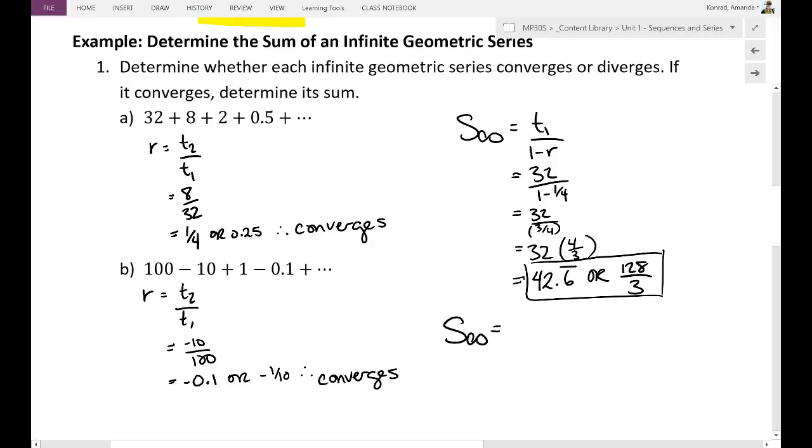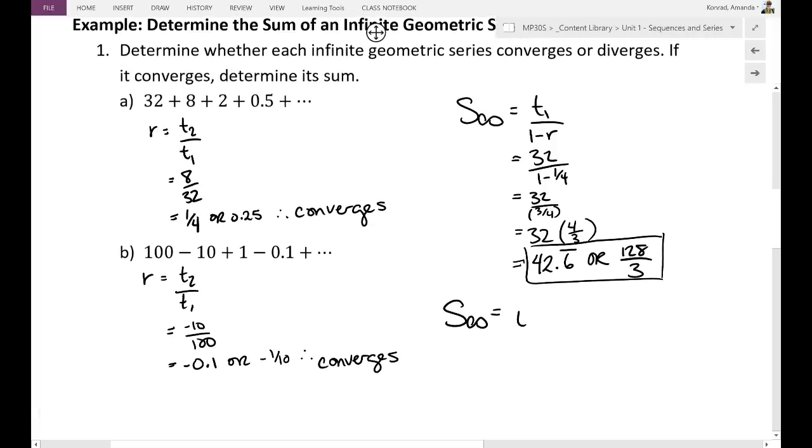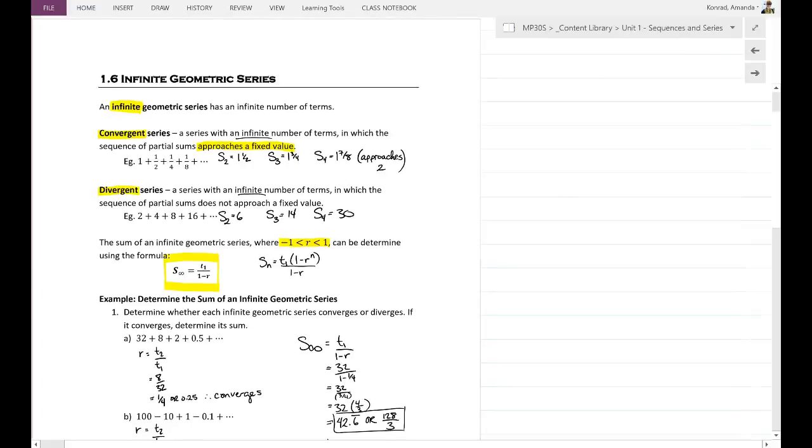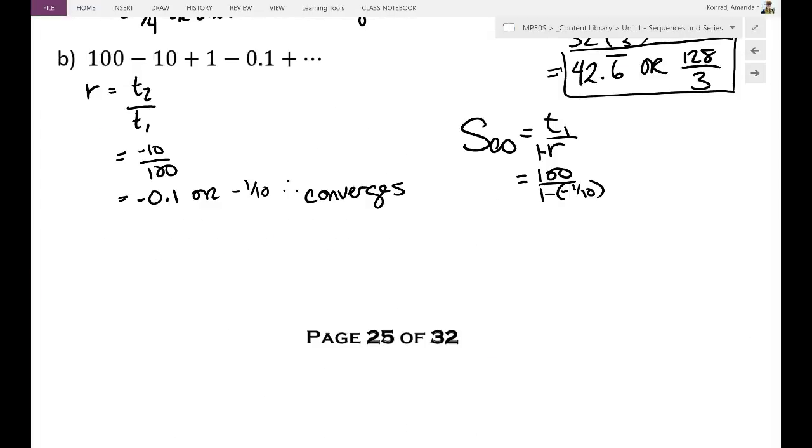So, my infinite geometric series. Term 1 over 1 minus r is my denominator. Got 100 divided by 1, subtract -1/10. Again, watch out for those negatives. You want to make sure you put brackets around them so that you don't accidentally drop it entirely.